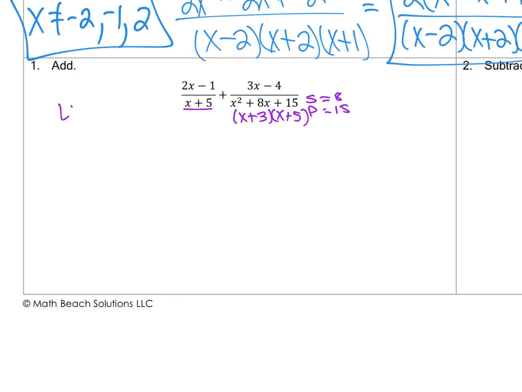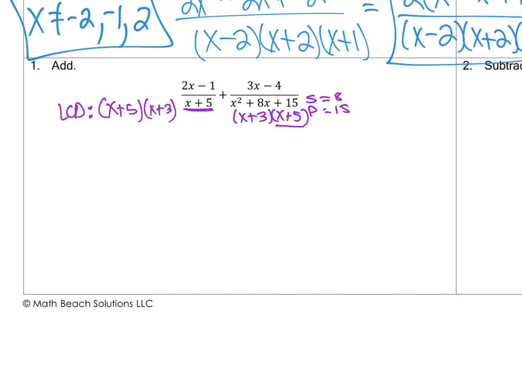So finding your LCD, we always bring the whole first denominator in factored form. We didn't have to factor it, so we're bringing over the x plus 5. The second denominator, notice we already have an x plus 5, so don't write it again in the LCD. We need to bring over the x plus 3. Okay, so that's the denominators that we want.